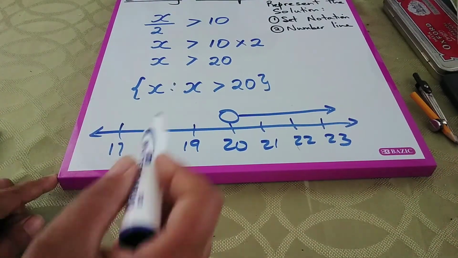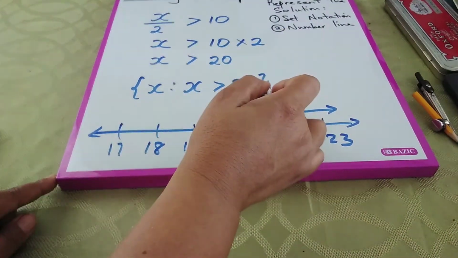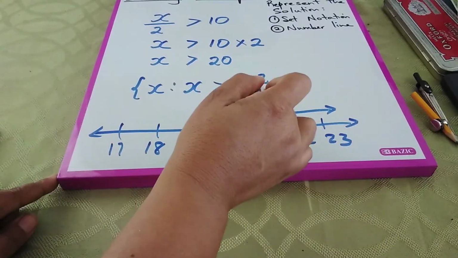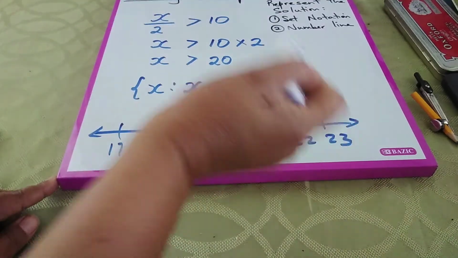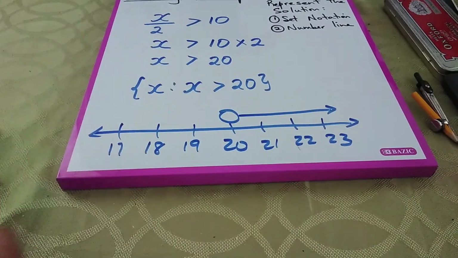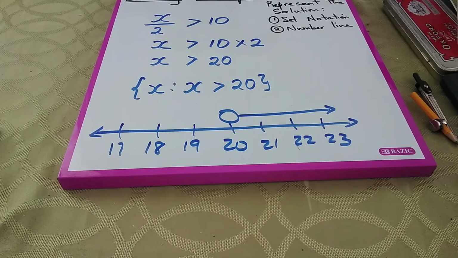You may ask, but what if the x is on the other side? If the x is on the other side, try and rewrite it so that we read from left to right, x is less than or greater than a number. That's it for solving inequalities.